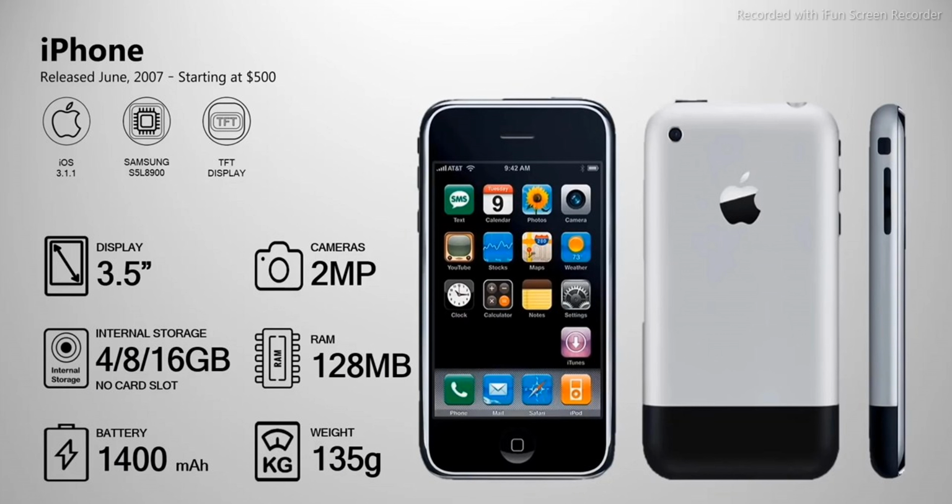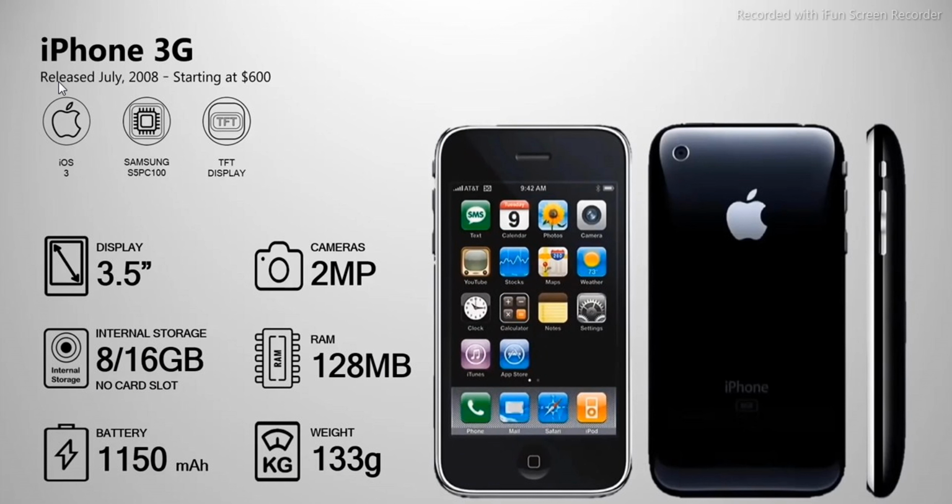2 megapixel shooter. Next, there is iPhone 3G released by Apple July 2008. Starting price of this mobile is $600. iOS 3, as you can see, and 2 megapixel camera and storage, as you can see, 16 gigabytes. Next, iPhone 3GS released June 2009. Starting price of this mobile is $600. Screen is just 3.5 inches. Weight of this mobile is 135 grams.